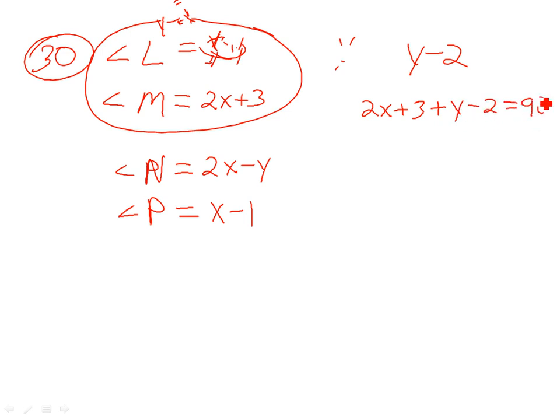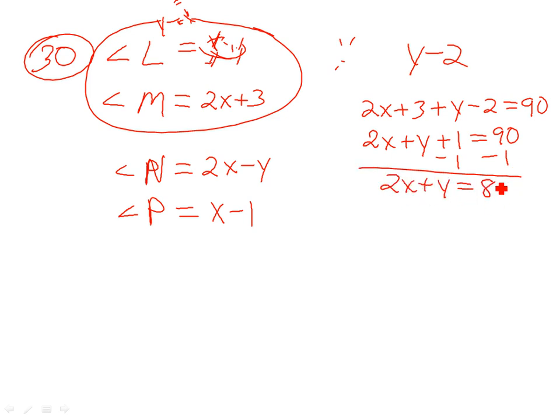All right, just sit peacefully for a second while I simplify this all down. We got 2x plus y, positive 3 and a negative 2 give us a positive 1, that equals 90. I'm going to subtract 1 on both sides. 2x plus y equals 89. What's wrong with that equation? It's got 2 different variables. Can't do anything else to it, right? So we stop there for a second. Let's try the other one.